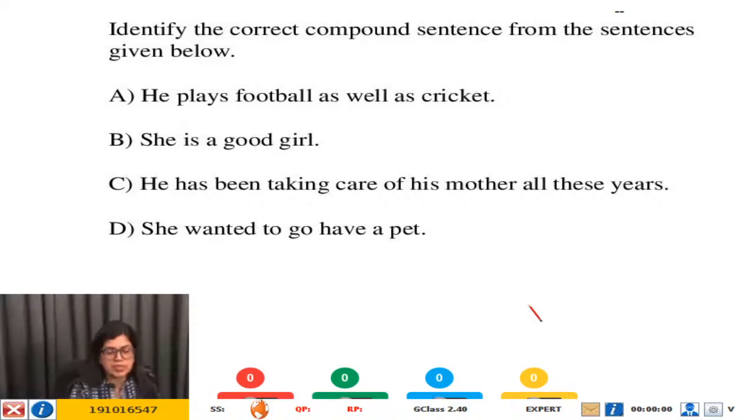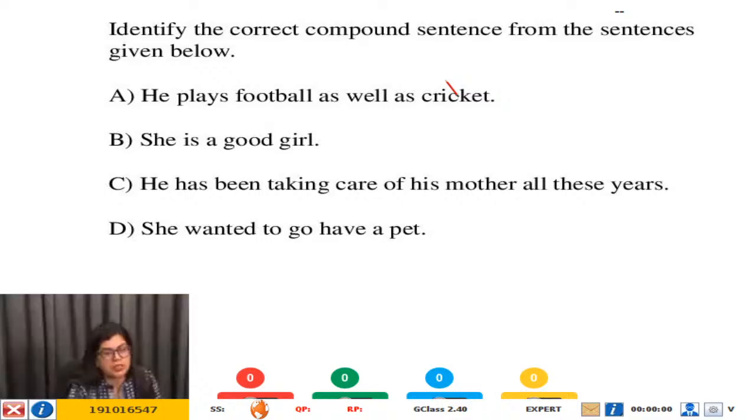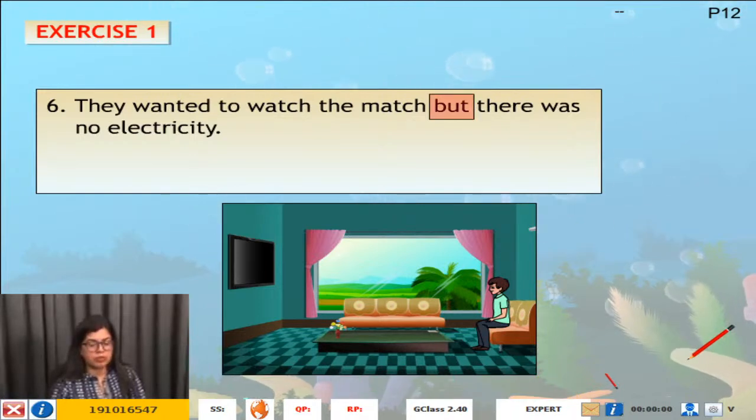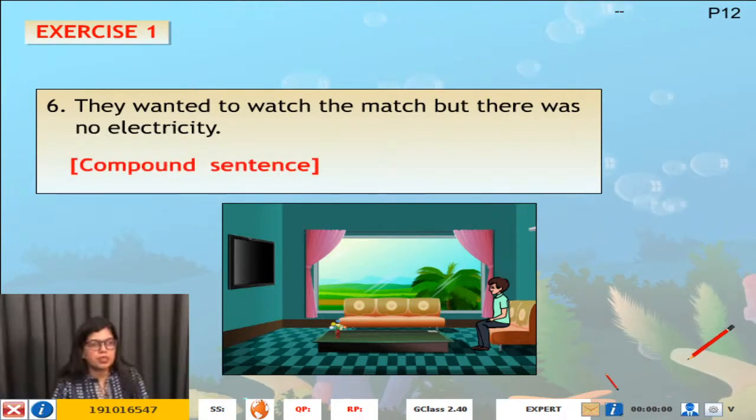Okay, students, your time is up. And the correct answer here is: he plays football as well as cricket. Okay, now let us look at the next sentence. They wanted to watch the match, but there was no electricity. What type of sentence is this? Let us see. We have 'but' here. What type of sentence do you think this is? Yes, it's a compound sentence.